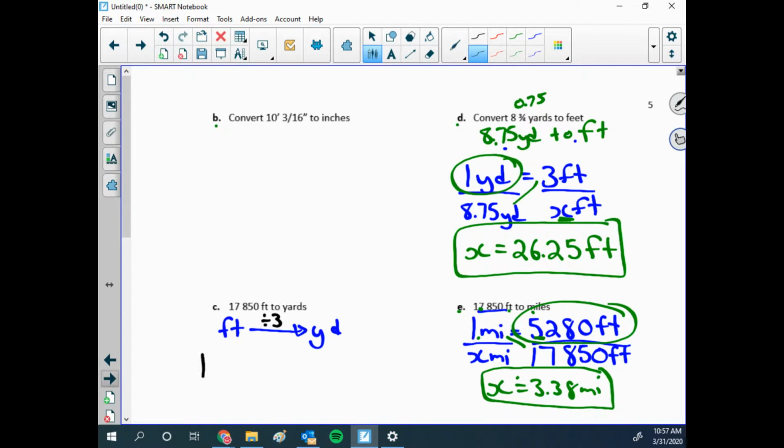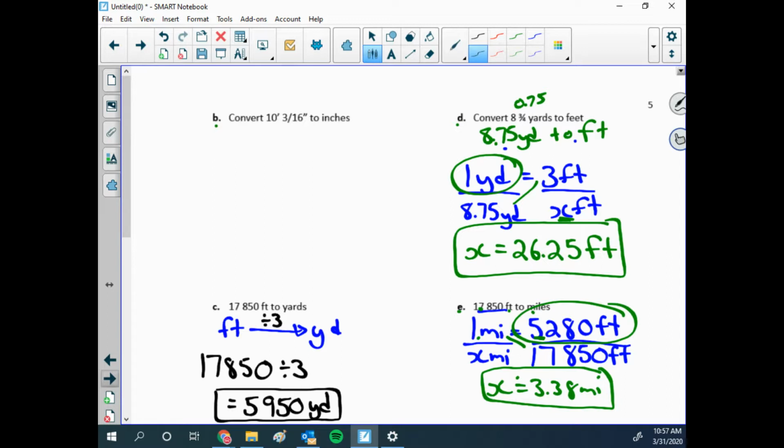So I'm going to take 17,850 and divide that by 3. And so when I divide that by 3, the yards is going to equal 5,950 yards. Again, your final answer should always include your units on it.